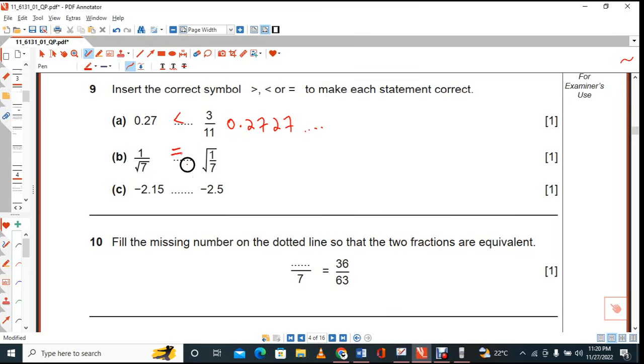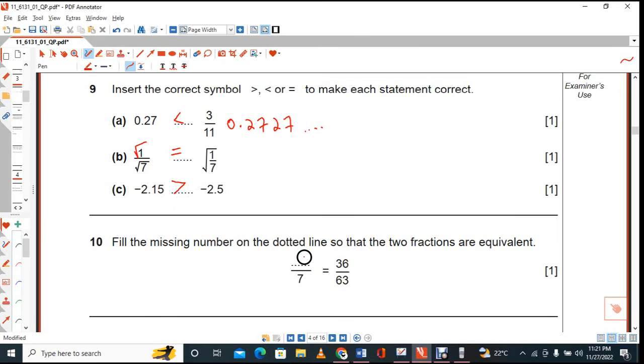This is equal to, because the square root of 1 is just 1. So essentially these are the same thing. So when you look at these two numbers here, you should think of which number is further away from 0. Okay, the number that is furthest away from 0 is less than. So this negative 2.15 is greater than negative 2.5, since negative 2.15 is closer to 0.